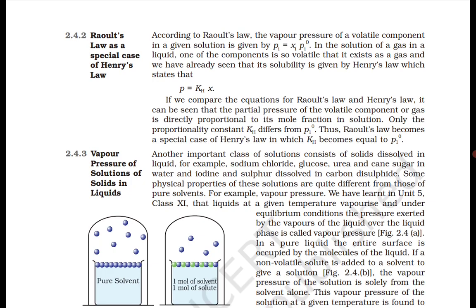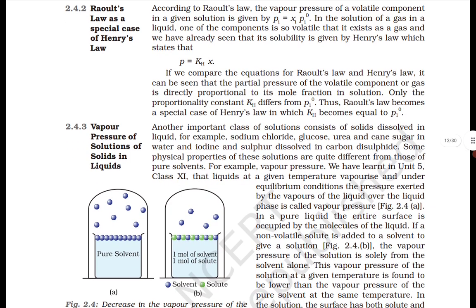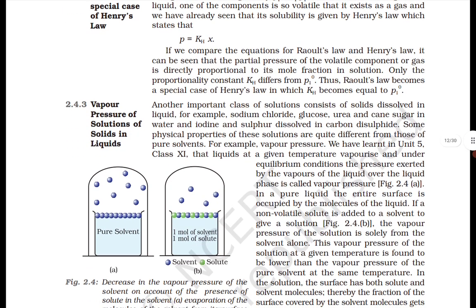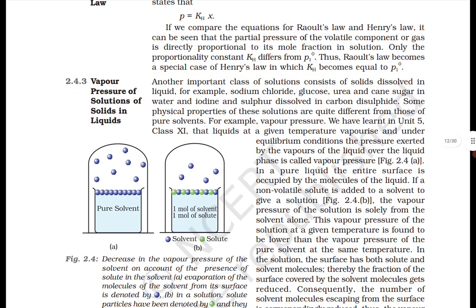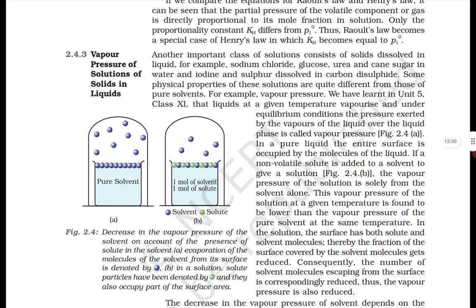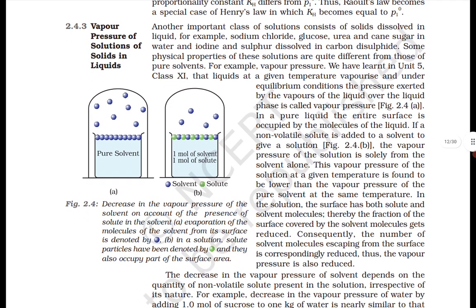it can be seen that the partial pressure of the volatile component or gas is directly proportional to its mole fraction in a solution. Only the proportionality constant Kh differs from Pi naught. Thus, Raoult's law becomes a special case of Henry's law in which Kh becomes equal to P1 naught.